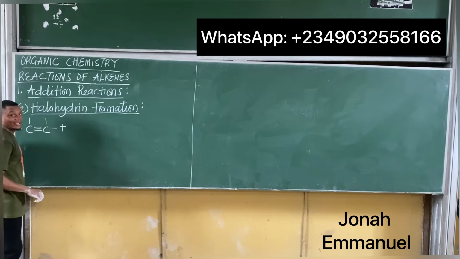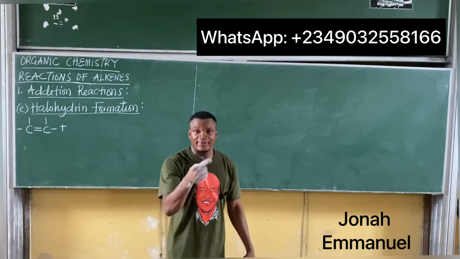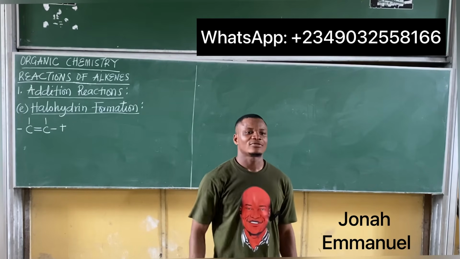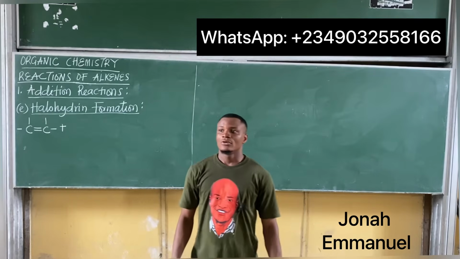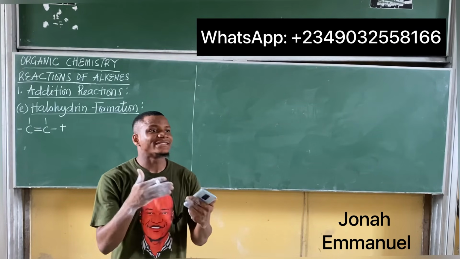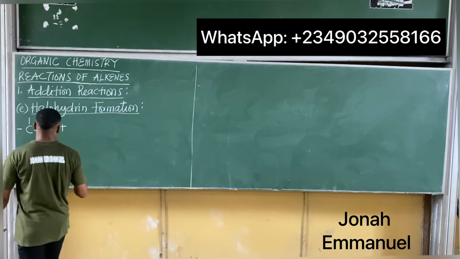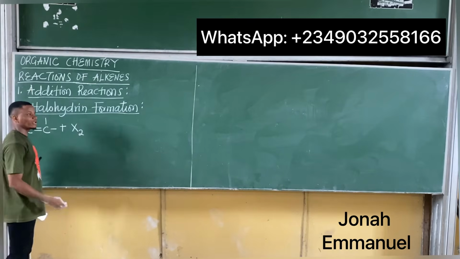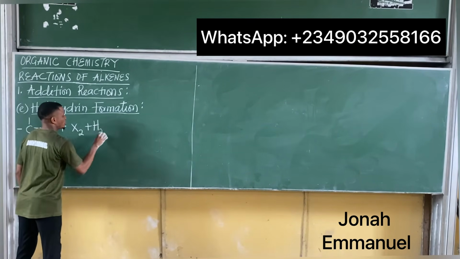Alkene plus what there? Your halogen, it's X. Is it X or X2? It's X2. Why? Because halogens are diatomic. So it cannot be X, it's X2. So it becomes plus X2. Halogens are diatomic. Next up, plus water. So plus what there? H2O.